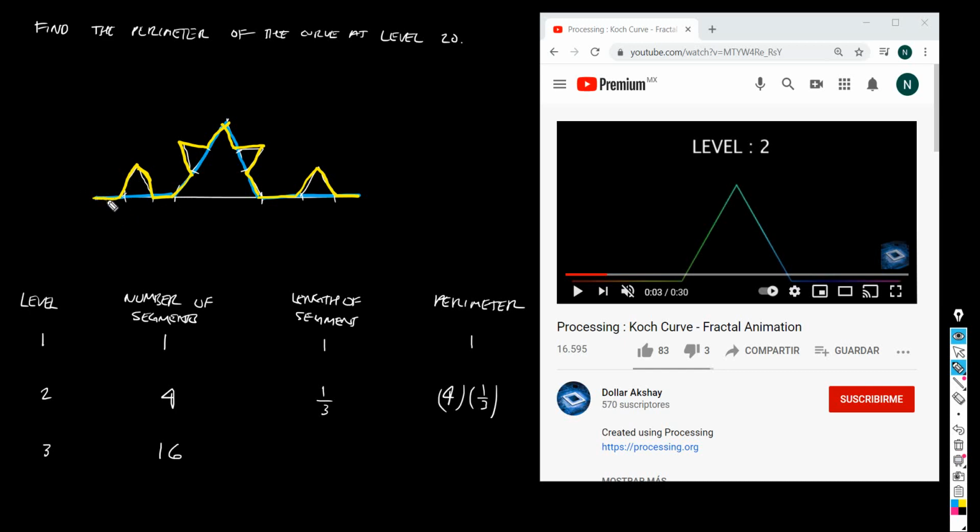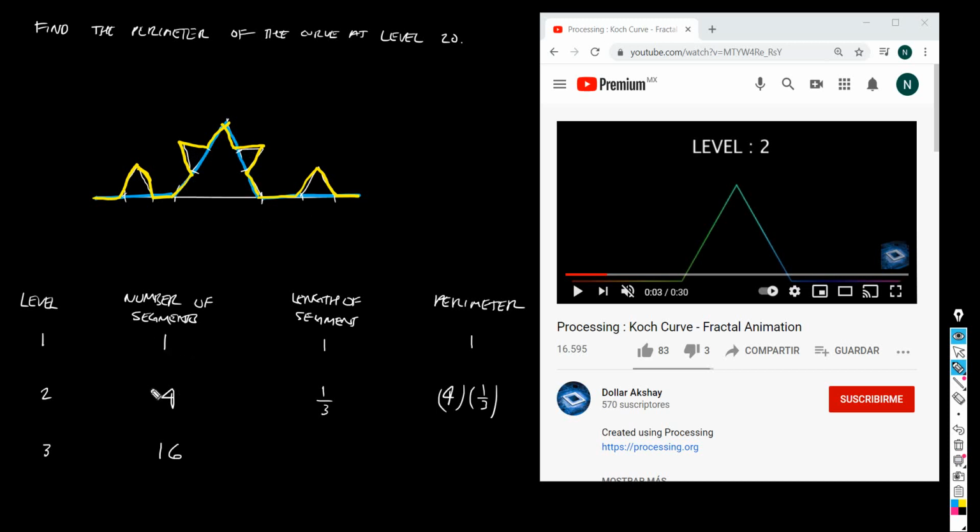Look at this segment, the blue segment here. This was divided, or it was transformed into 4 segments now. 1, 2, 3, 4. You see, this blue past segment gave rise to 4 new segments. 1, 2, 3, 4, and the same for this, and the same for this.